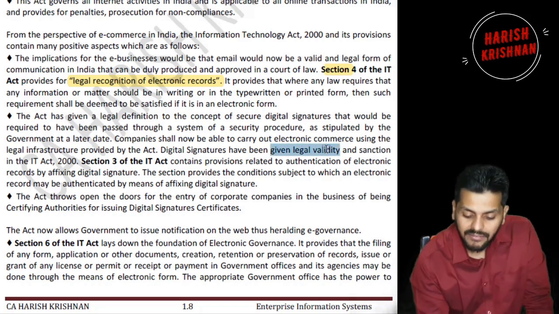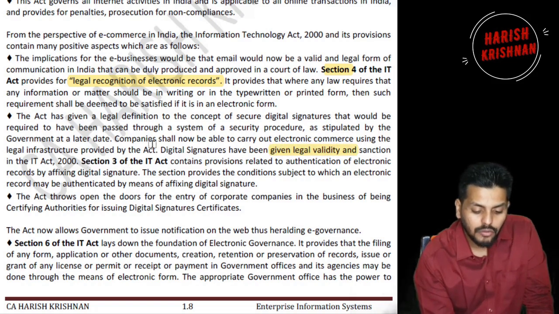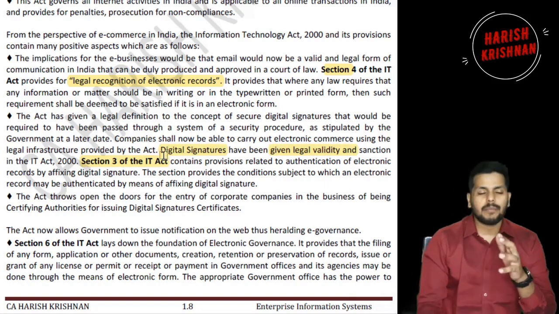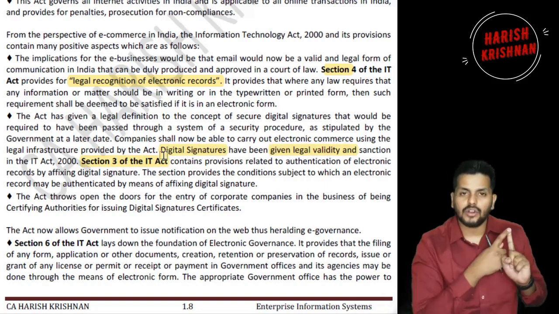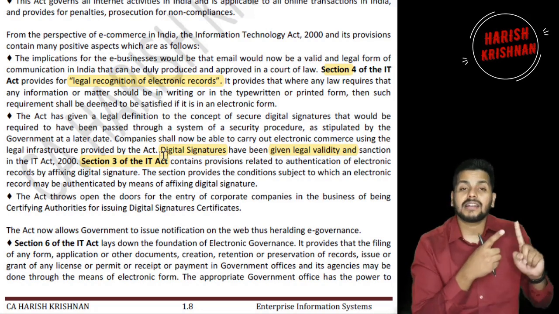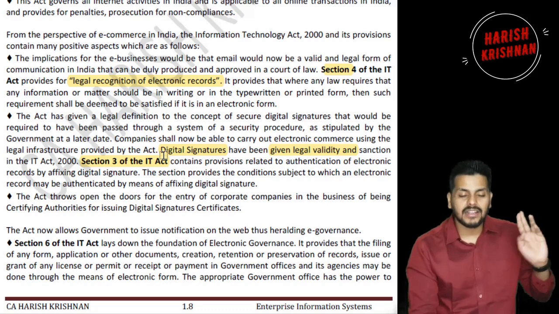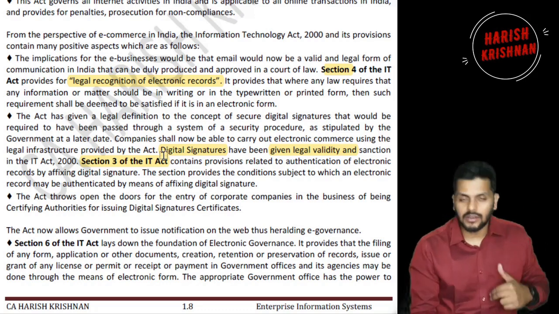Giving legal validity and sanction for digital signatures is section 3 of the Information Technology Act. You can remember very simply, section 3 of the IT Act gives legal recognition for digital signatures. Section 4 gives legal recognition for maintaining electronic records.